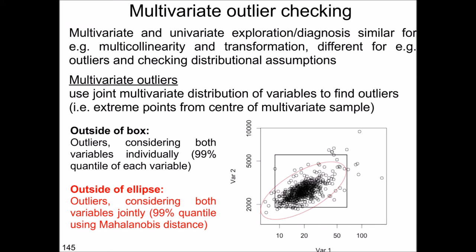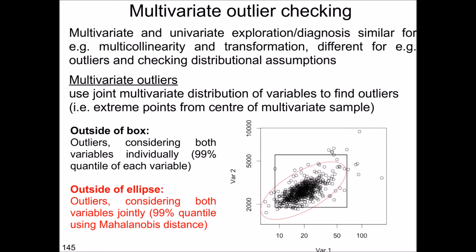Regarding the outliers, we use the joint multivariate distribution to find outliers, and the difference is indicated in this figure here. We see two variables plotted against each other, and when we just look at the outliers for one variable, then we would consider the points outside of the box in this example as outliers. Why? Because we only look at outliers that are outside of the values along one variable.